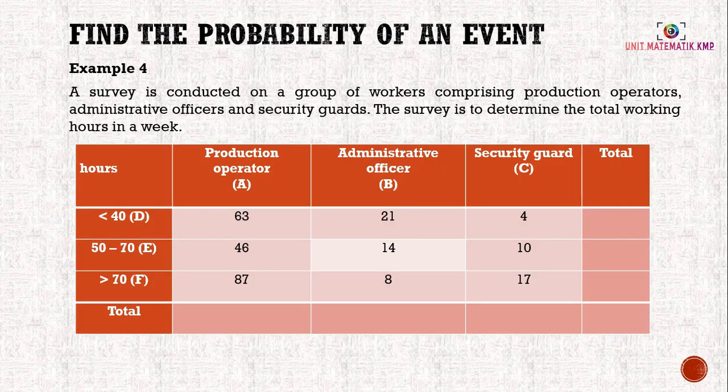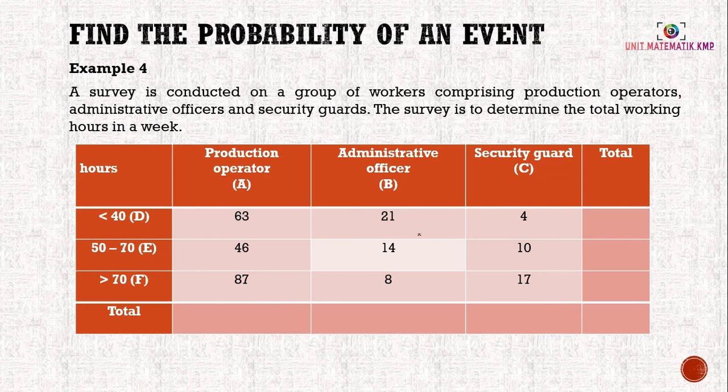Okay, example 4. A survey is conducted on a group of workers comprising production operators, administrative officers, and security guards. So the survey is to determine the total working hours in a week. So it's already given the events here. So A is for production operator, B is for administrative officer, and so on. Okay, so this table is not complete. So how to complete it?